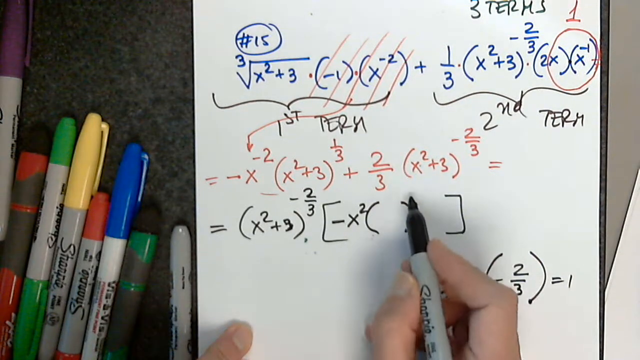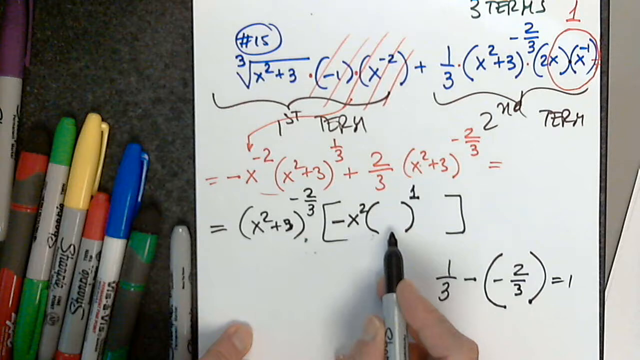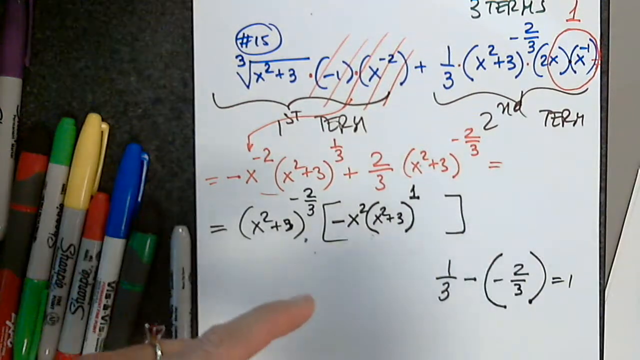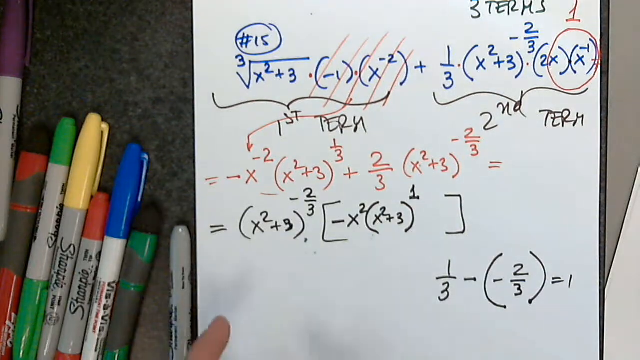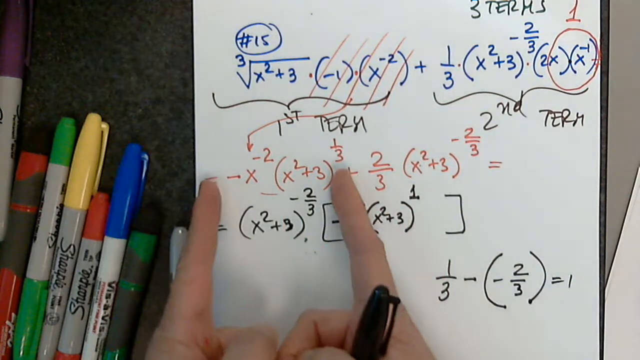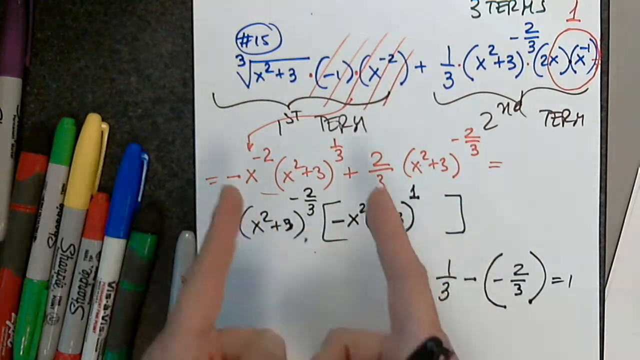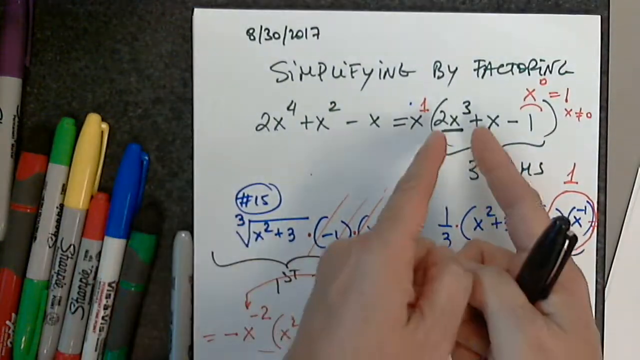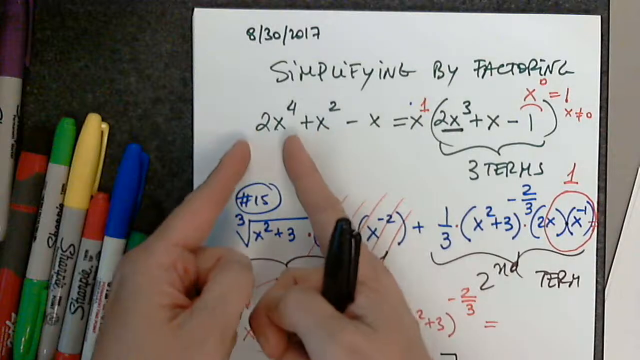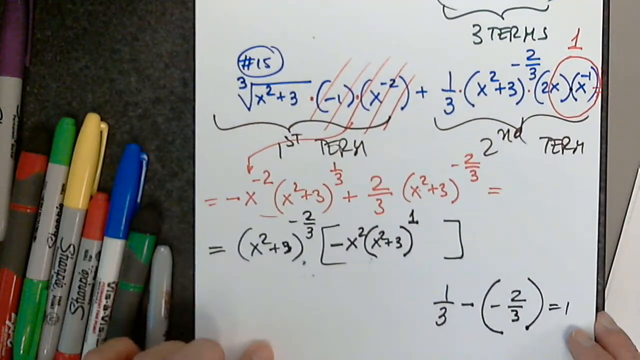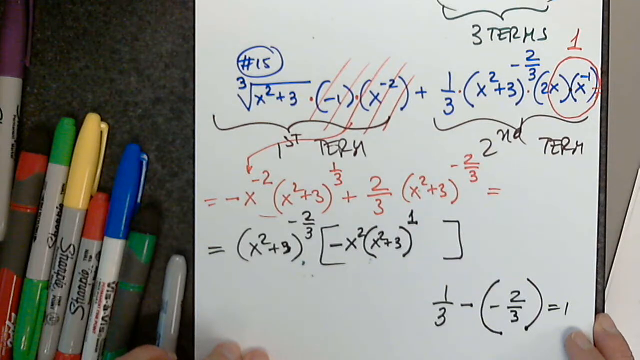And what do I have? This is the power. But what do I have in parentheses? That's it. You can check if you want. This times this will give you that for sure. One more time. This times this will give you that, because this times this will give you this. Are you with me? Everyone?